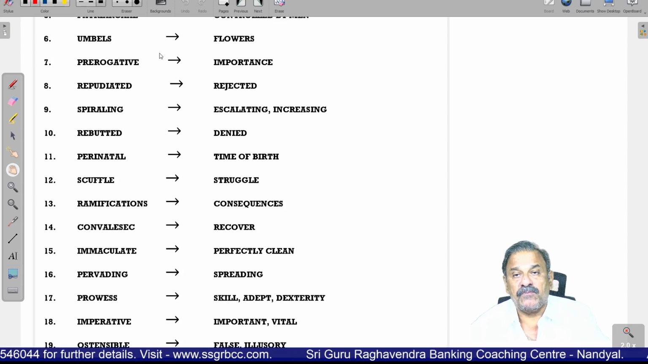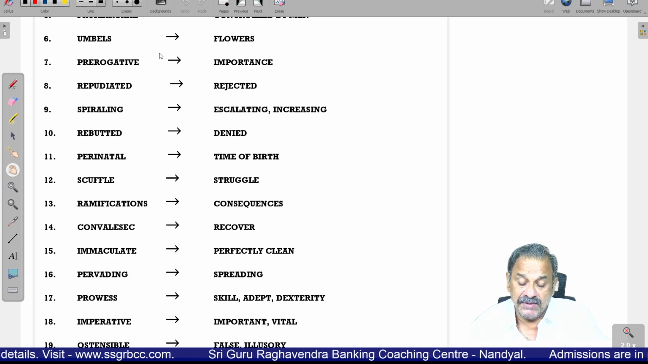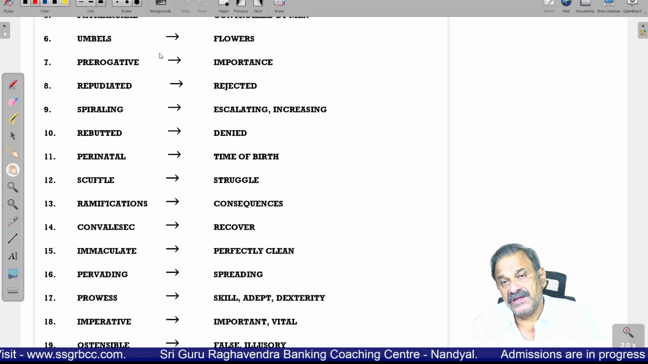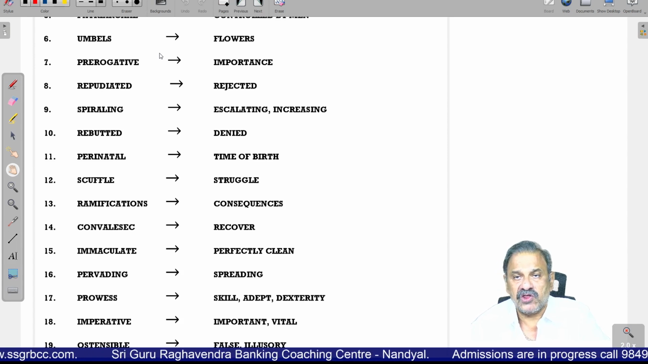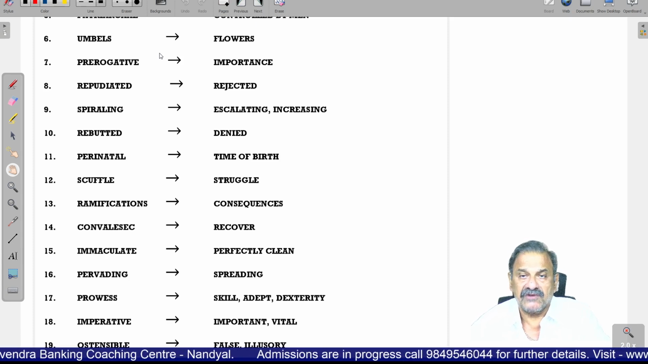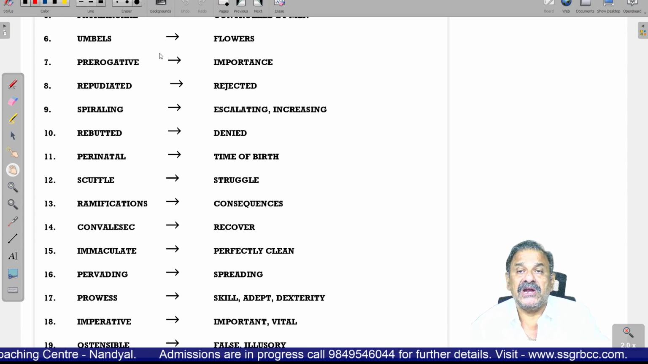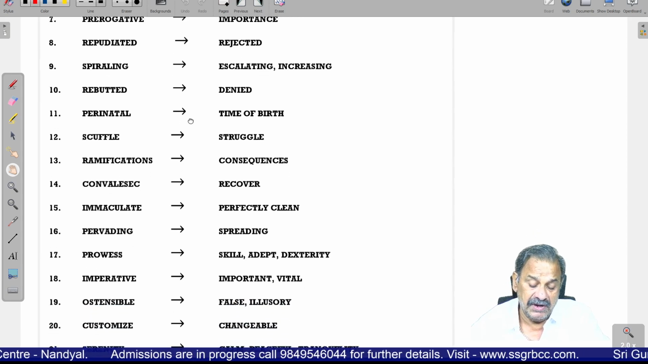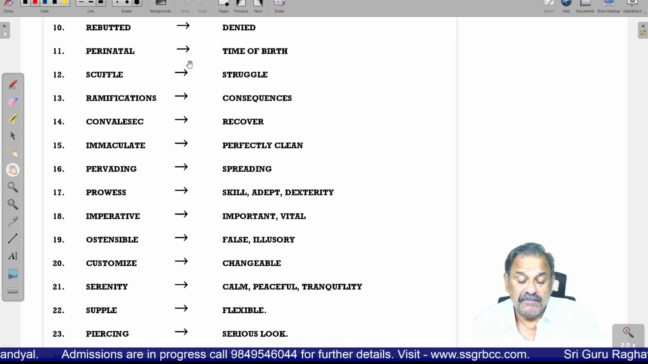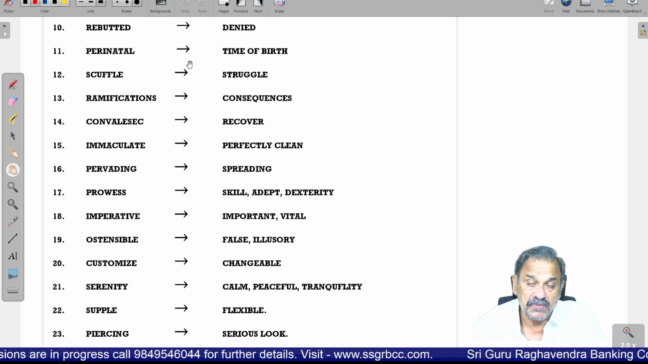Scuffle means struggle. Ramifications means consequences. Then convalescent. Convalescent means recover. Then immaculate. Immaculate means perfectly clean. Pervading means spreading.